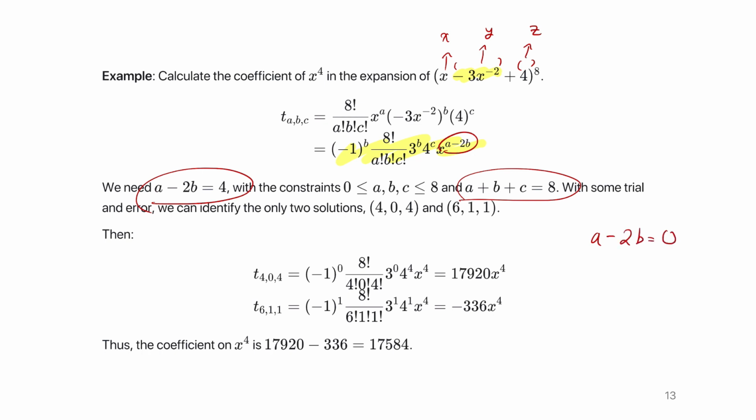What I'll do is start with a going from 0 and count upwards. Okay, because we know each of these things can either be 0, 1, 2, 3, 4, 5, 6, 7, or 8. Is that clear? Sorry, there should be a 4. So can a be 0, 1, 2, or 3?